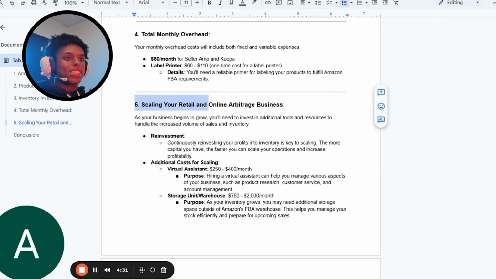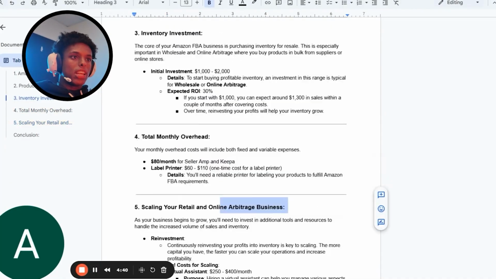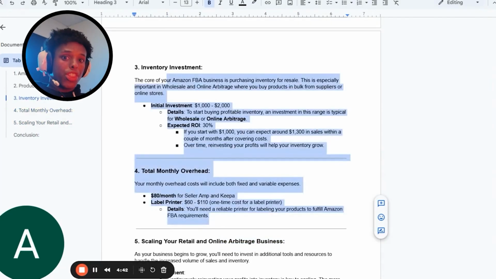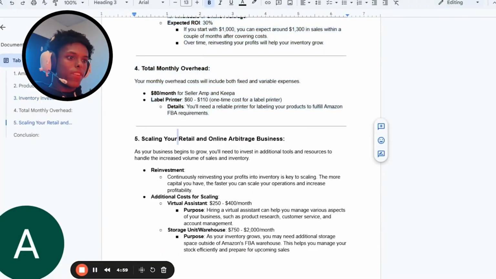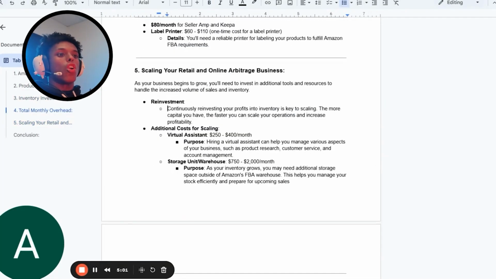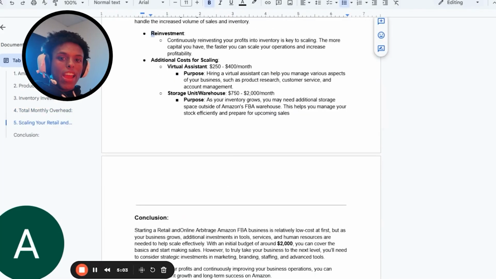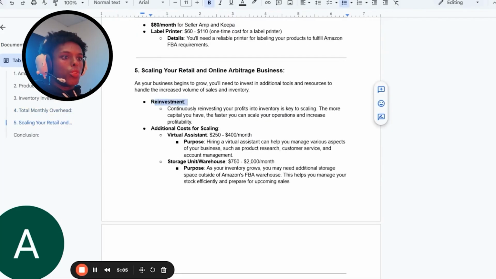Next is scaling, right? You're scaling your retail and your online arbitrage business. As your business begins to grow, you're going to have to spend more. Just from a label printer, Keepa, and SellerAmp, you can have a 6-figure business just with that. If you just keep doing those 10, 20K months. But if you want to scale to the 30, 40, 50, 60, you're going to have to start delegating. Obviously, you're going to have to reinvest everything starting out. That's a no-brainer. 2 of these things is virtual assistant and storage unit.